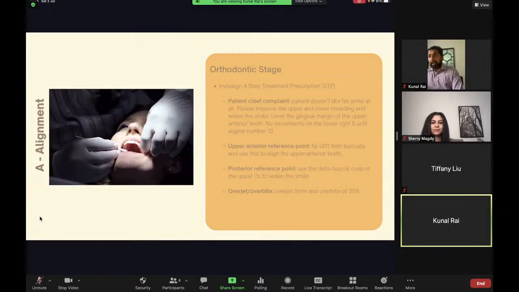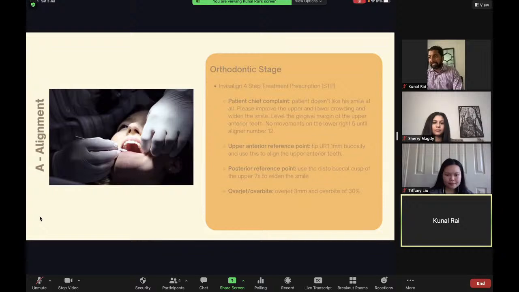The first one I write is the patient's chief complaint, what he did not like. So in his case, the patient doesn't like his smile at all. Please improve the upper and lower crowding and widen the smile. Level the gingival margin of the upper anterior teeth. No movement on the lower right side. That is the tooth where the infection was, until a certain number of aligners, such as 12.